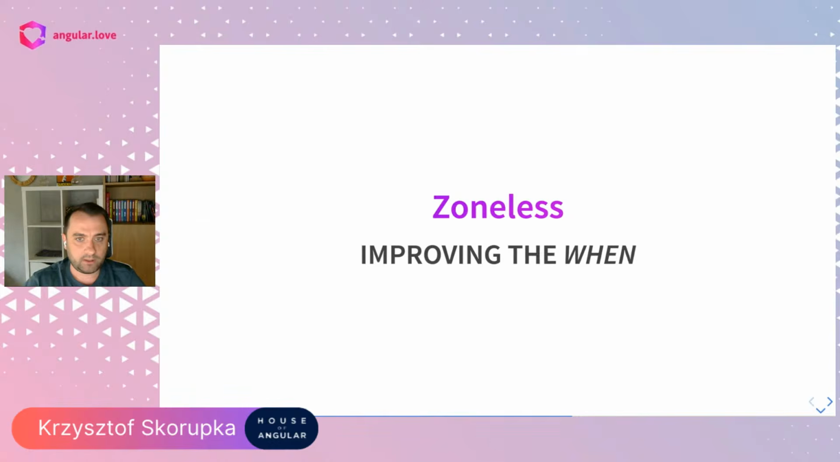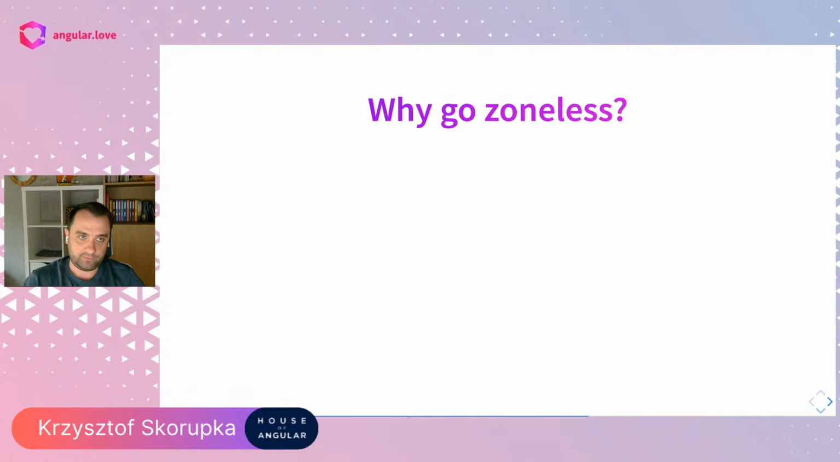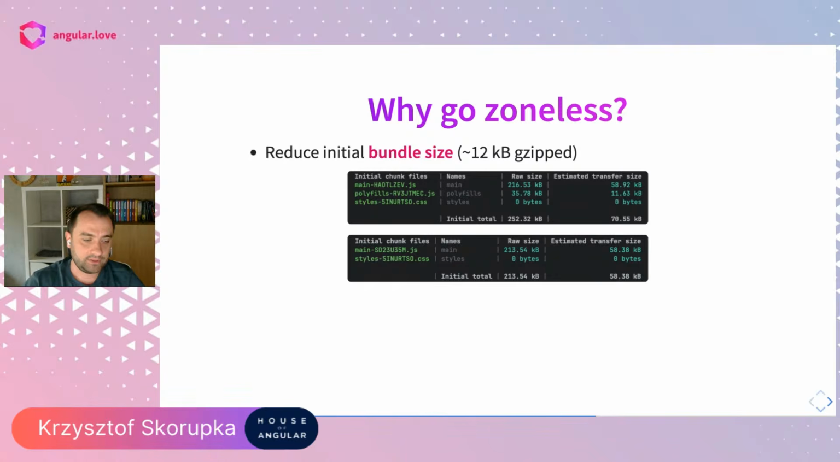And here comes Zoneless. So this is improving the "when" part. How does this one work? First of all, let's think, why do we really want to go zoneless? As we said, the Zone.js library runs before our application actually starts. It needs to patch all of these async APIs in order to intercept them, right? And this comes with a cost in our initial bundle size.